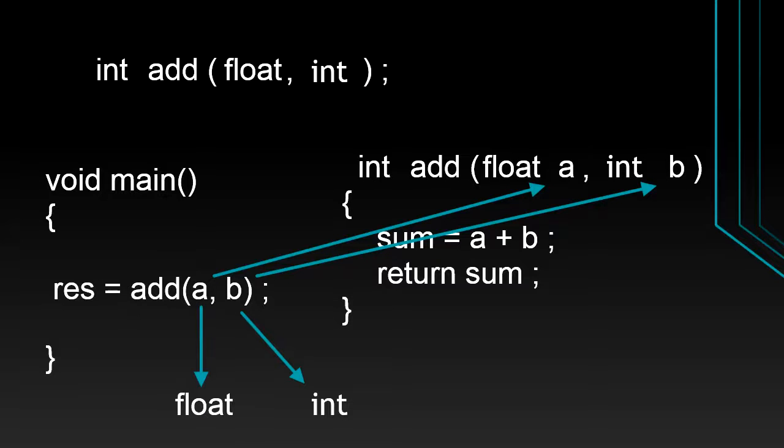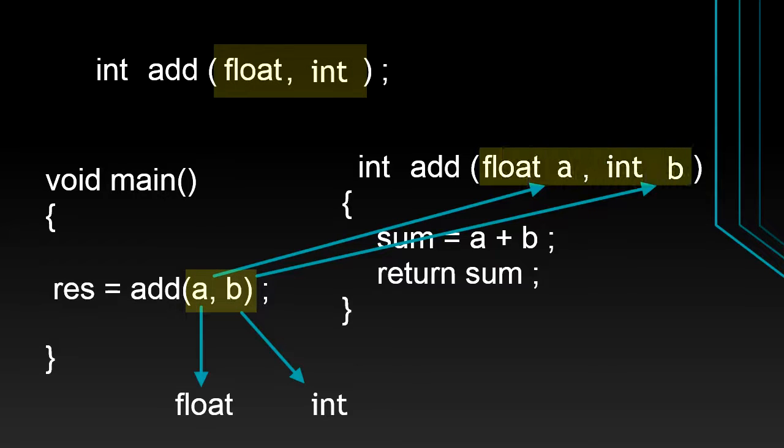Now, in the place of a and b, you can also write c and d, meaning you can change the argument name to anything you want. It is not mandatory to use the same variable name as mentioned in the function call. For convenience, let's keep the argument names as a and b. This is how you write the argument list in the function declaration, function call, and function definition.